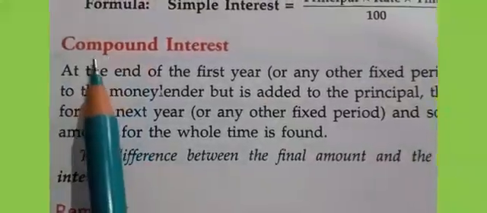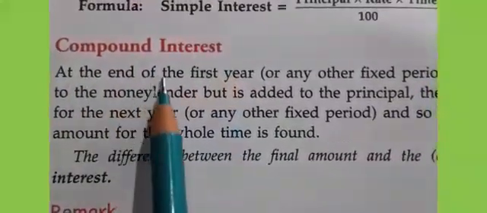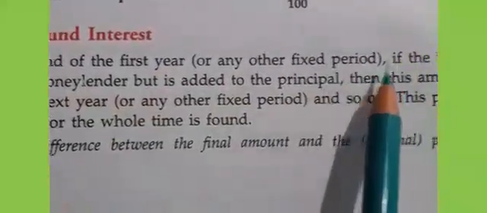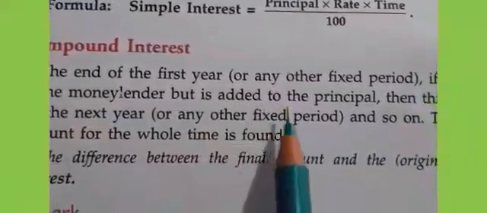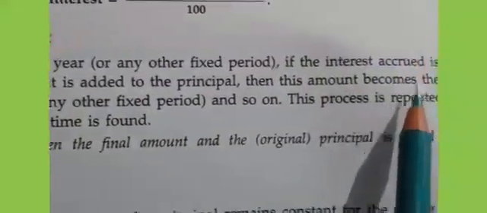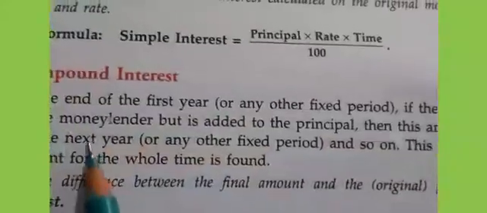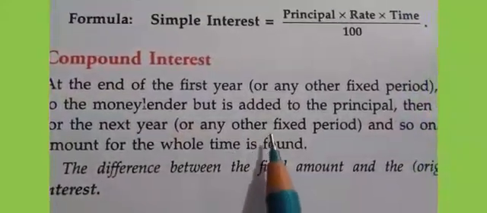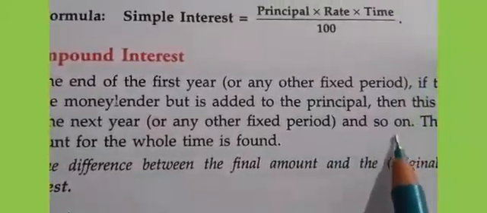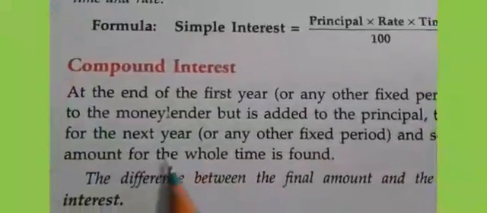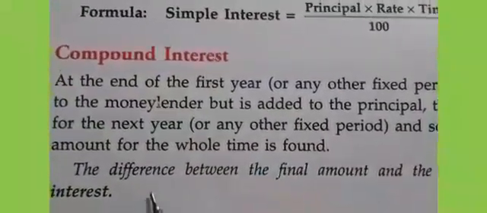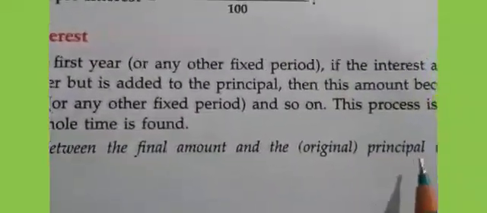Now let us try to understand what is compound interest. At the end of first year or any other fixed period, if the interest accrued is not paid to the money lender but it is added to the principal, then this amount becomes the principal for the next year or any other fixed period, and so on. This process is repeated until the amount for the whole time is found. So the difference between the final amount and the original principal is called compound interest.